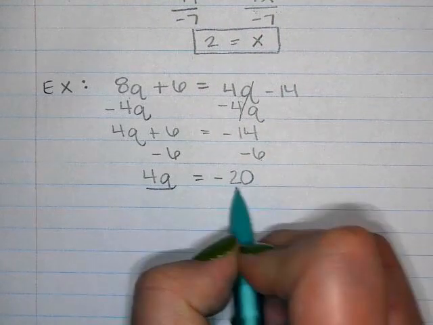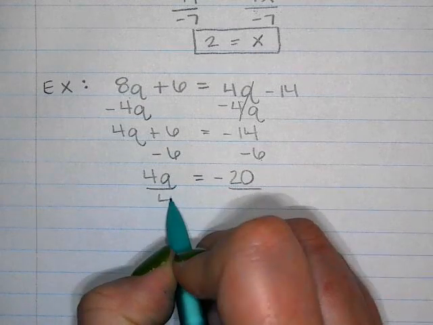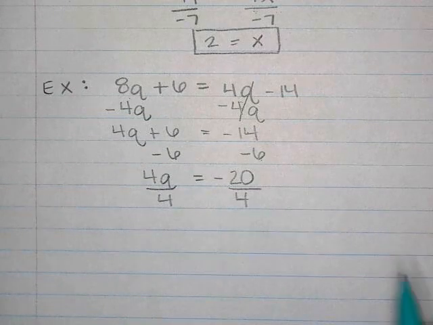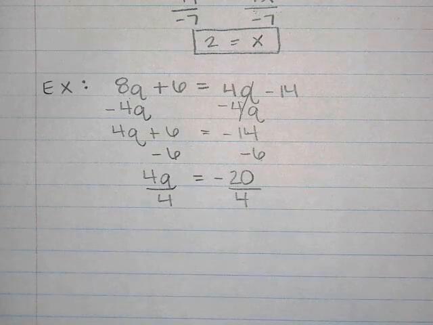So when we have the 4 and the q next to each other, it means that they're being multiplied. And to undo that multiplication, we're going to divide. So what is our final answer? Negative 5.